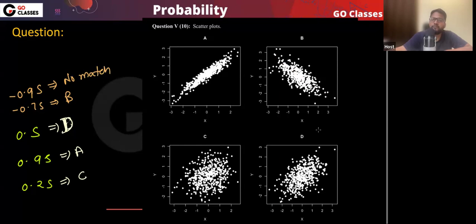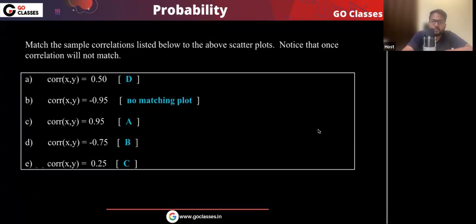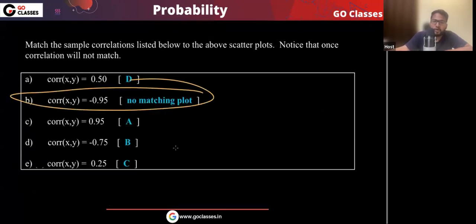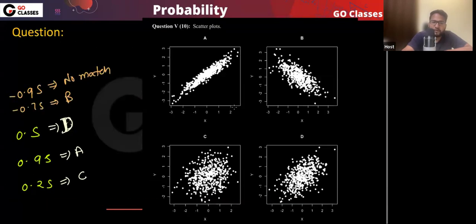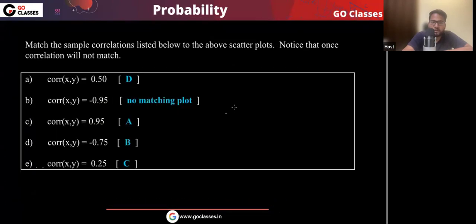Just one graph will be matching each. So minus 0.95 is no matching plot. And 0.5 is D. 0.95 is A. Yeah, the rest is correct. Okay, so this is the answer.